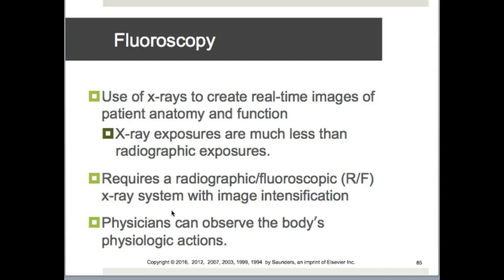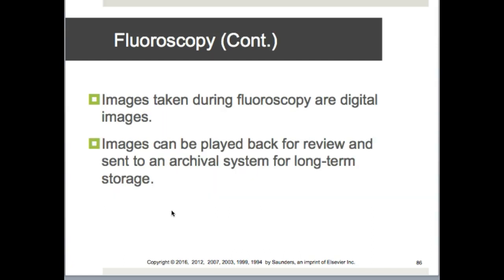All right, fluoroscopy. We're just going to touch on it real quick. You're going to have a whole class on fluoro. It's the use of x-rays to create real-time images of the patient's anatomy and function. X-ray exposures are much less than radiographic exposures. It requires a radiographic or fluoroscopic x-ray system with an image intensifier. So it's got a different image receptor, called the image intensifier. Physicians can observe the body's physiological actions. Images taken during fluoroscopy are digital images, so we can actually take still images during this time. Images can be played back for review and sent to an archival system for long-term storage.